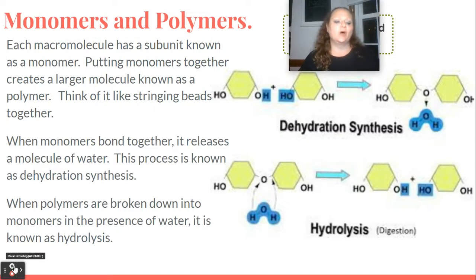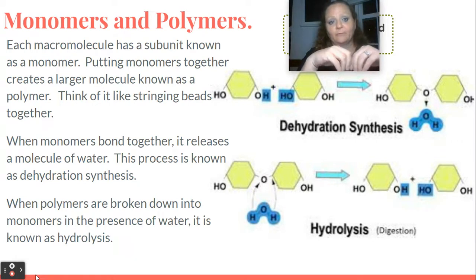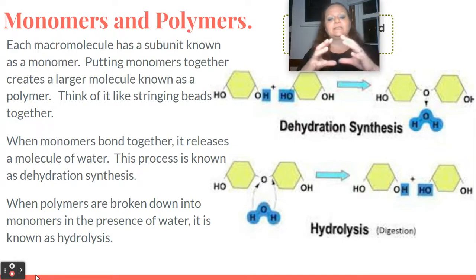All right, let's talk monomers and polymers. When we talk about macromolecules, what you need to understand is that each macromolecule is going to be made of smaller molecules that have been put together. Those smaller molecules, we refer to them as monomers. Monomers are just going to be that basic subunit of the polymer that we're talking about, or of the macromolecule. When you take these little subunits and you start sticking them together, in a lot of cases, think of them like stringing beads together to make a necklace.